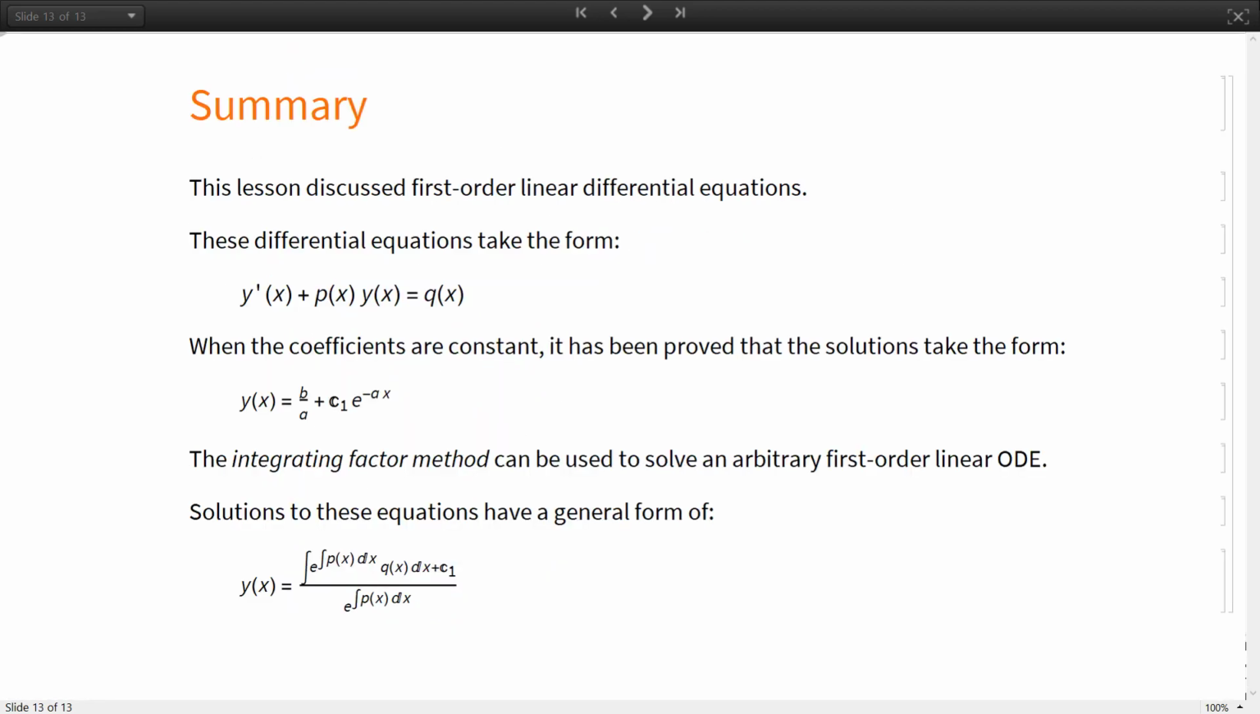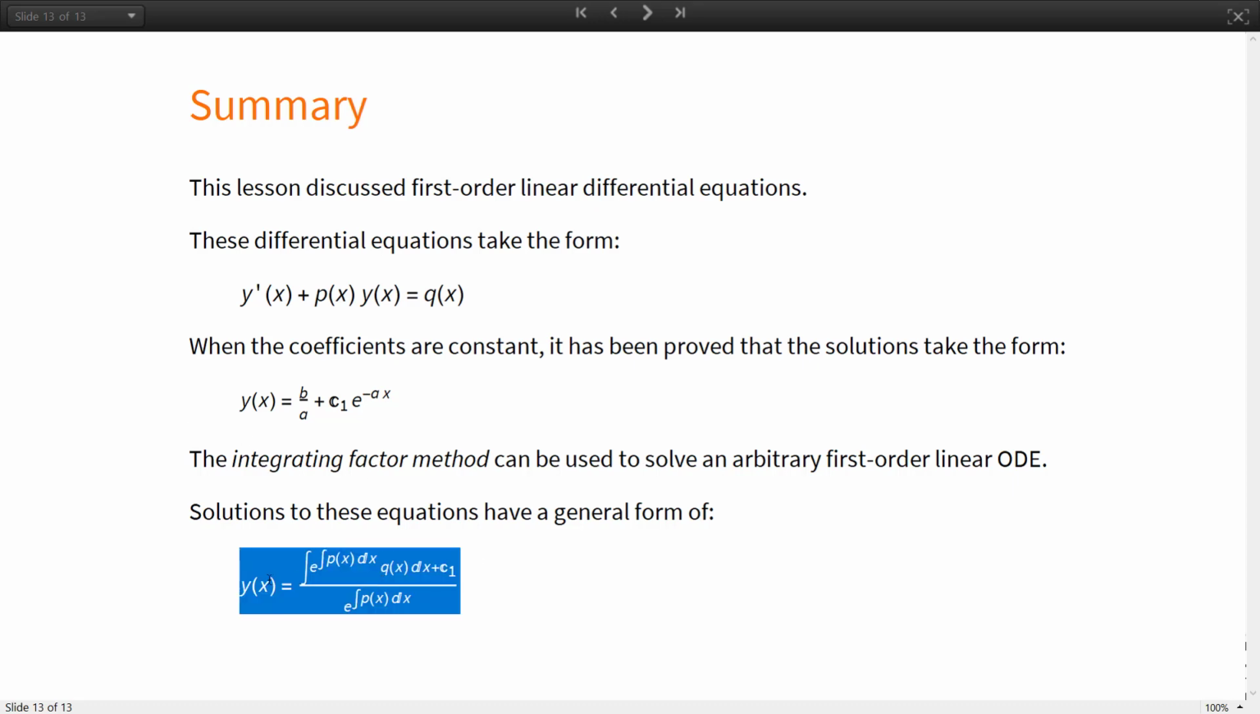In this lesson, we discuss solving first-order linear differential equations, which take the general form given here. When the coefficients are constant, the solution takes a simple form, which can be found through integration. With the integrating factor method, linear first-order ODEs with non-constant coefficients can be solved using a general formula. This formula can give a symbolic solution to an arbitrary first-order linear ODE, provided the integrals in the expression exist.